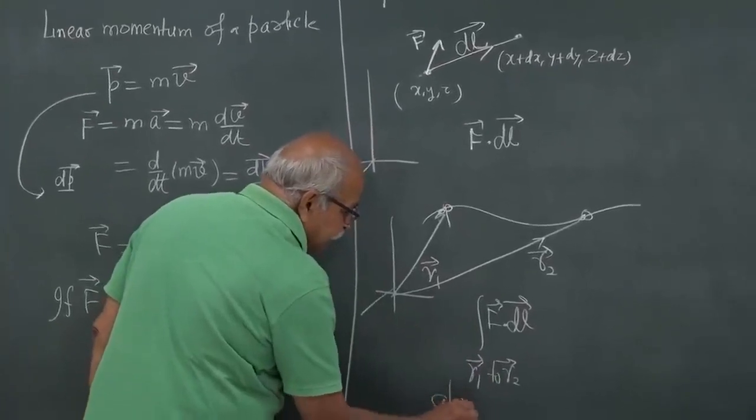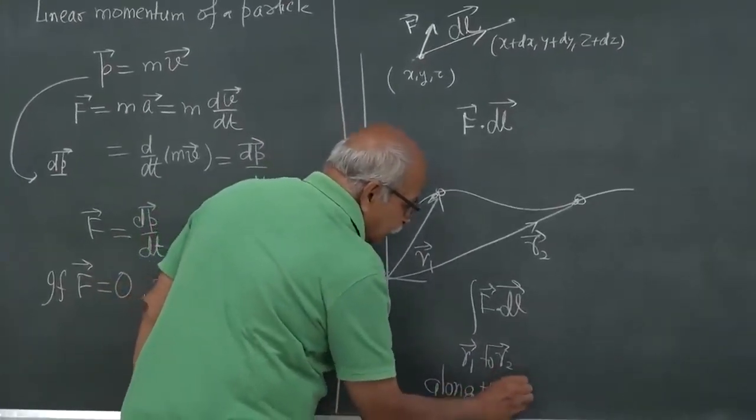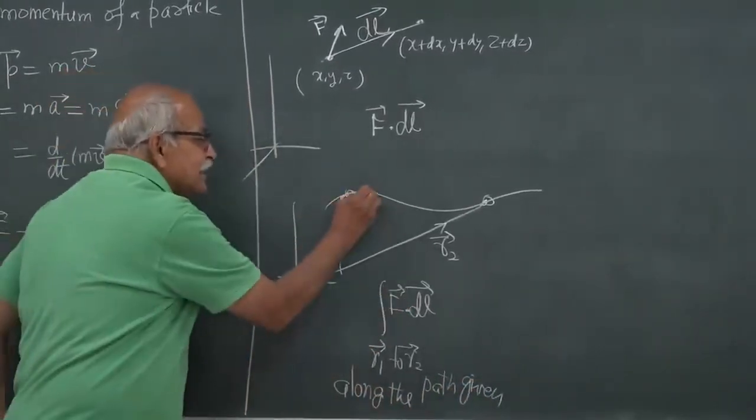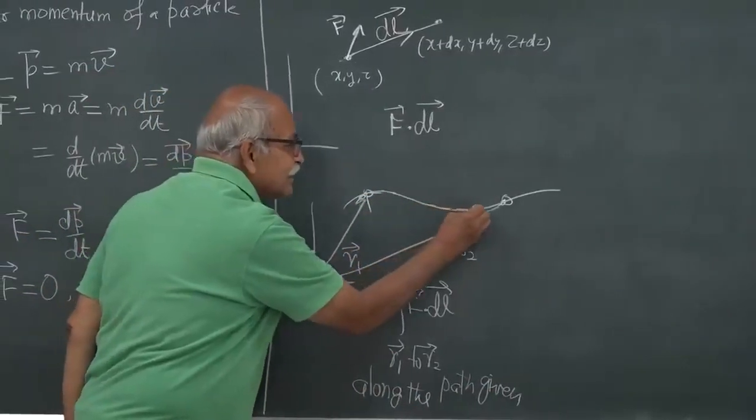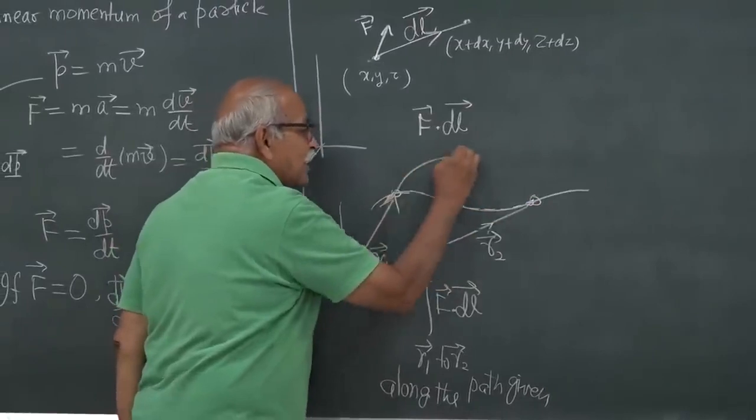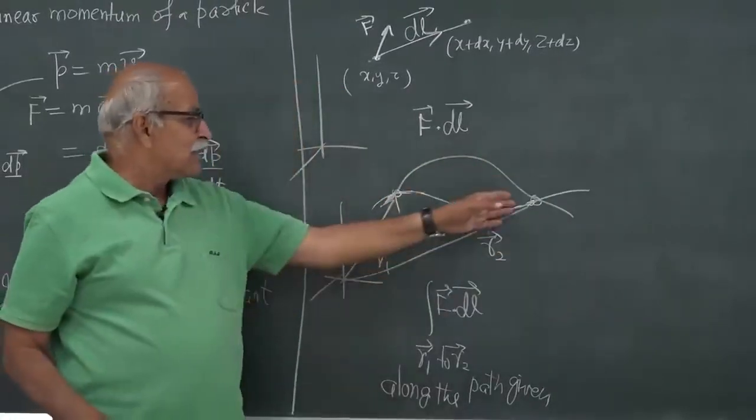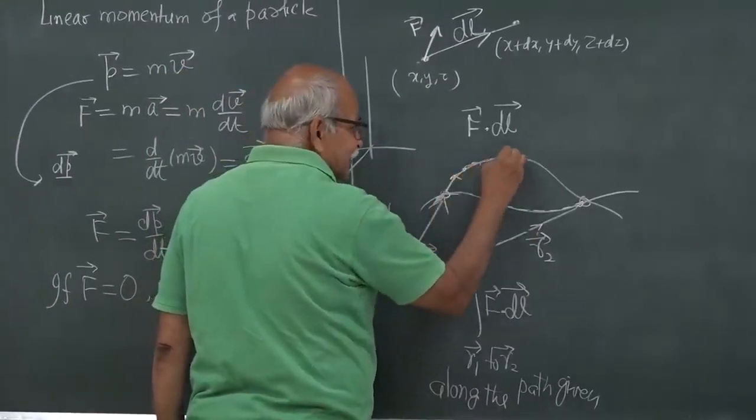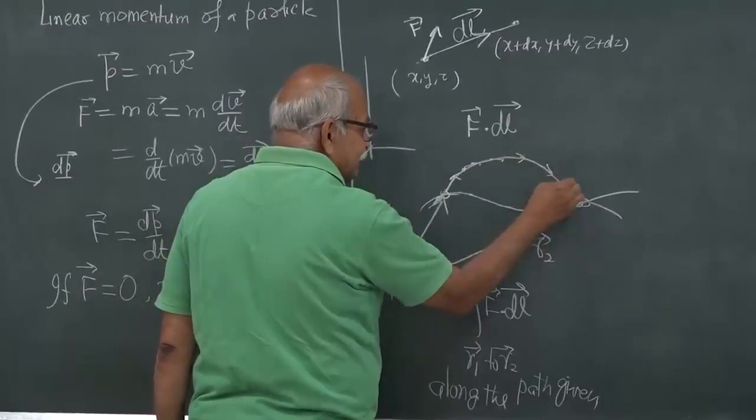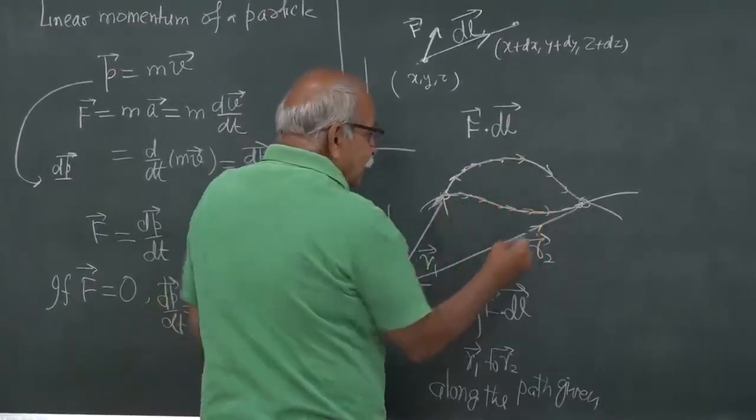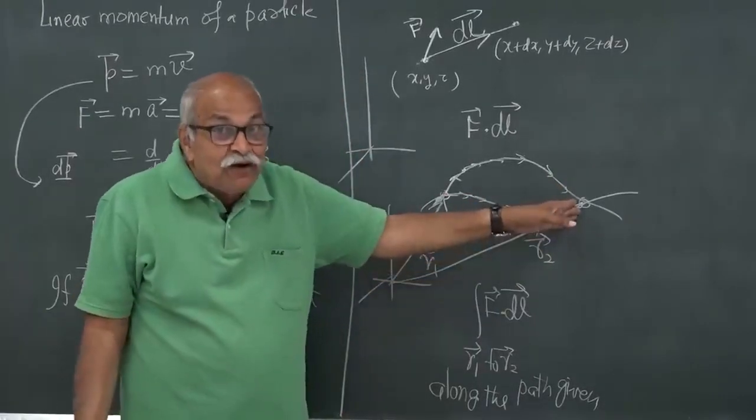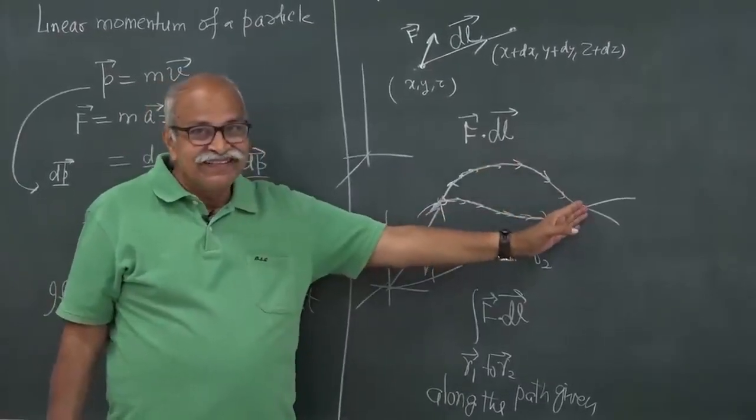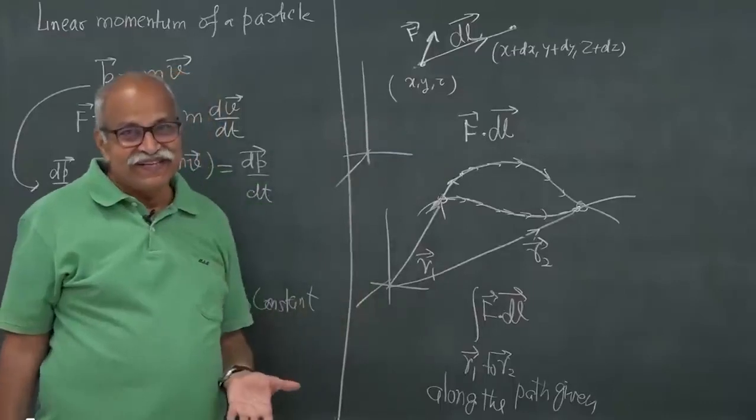Along the path given, because I have to take this dl, then this dl, then this dl, and so on. If I take another path here from the same point r1 to r2, then I will be taking this dl, then this dl, then this dl, and so on. So, it is different, right? So, F dot dl along this path may or may not be equal to F dot dl along this path. And this plays a very important role.